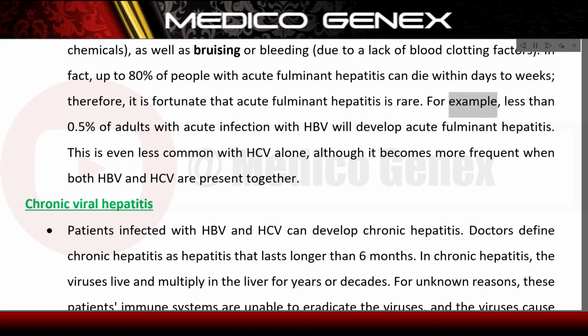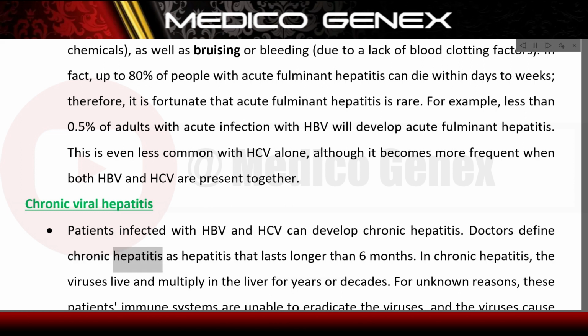For example, less than 0.5% of adults with acute infection with HBV will develop acute fulminant hepatitis. This is even less common with HCV alone, although it becomes more frequent when both HBV and HCV are present together. Chronic viral hepatitis. Patients infected with HBV and HCV can develop chronic hepatitis.